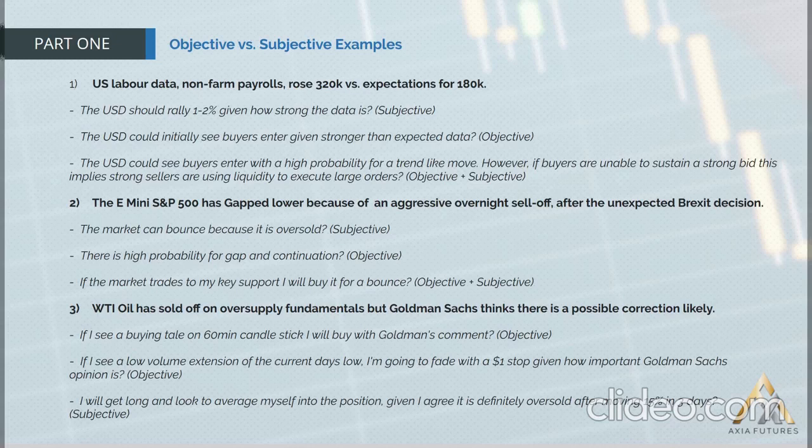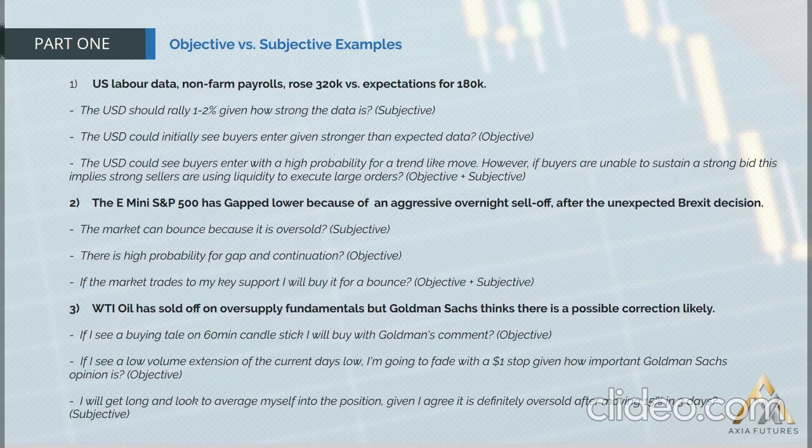Then our next example. WTI oil has sold off on oversupply fundamentals, but Goldman Sachs thinks there is a possible correction likely. Okay, so if I see a buying tail on the 60-minute candlestick, I will buy with Goldman's comment. Is this being objective or subjective? Well, note here, okay, we said if I see a buying tail on the 60-minute candle, I'll buy with Goldman's comment. I'm not buying because of Goldman's comment. I'm buying because of a buying tail. In other words, I'm allowing the market to show me an objective outcome before I execute a subjective idea. I'm being objective.